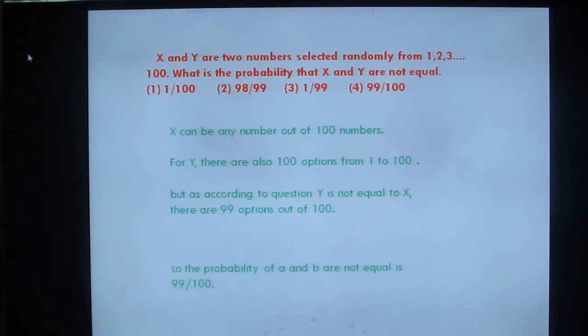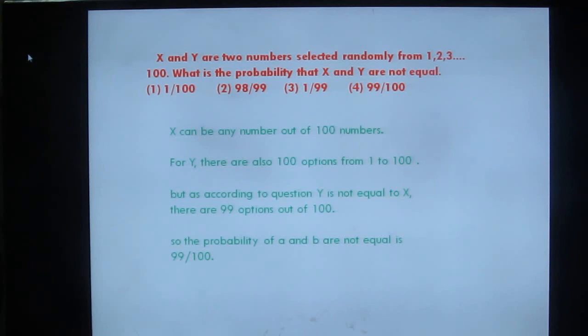Either you can do it like this or you can do it the other way. Let us go for selecting both numbers the same. X and Y are the same number. From X you select 1, from Y also you select 1, then from X you select 2, Y also 2, like that. If you do it up to 100, you will get 100 cases.